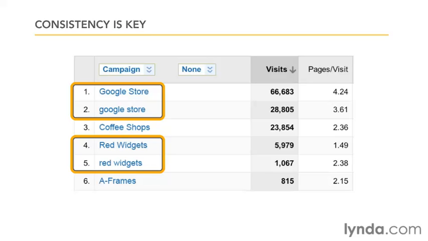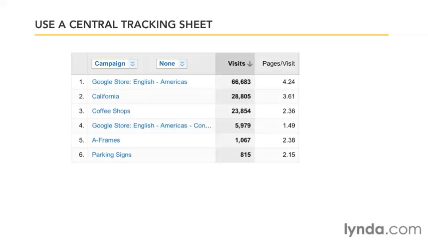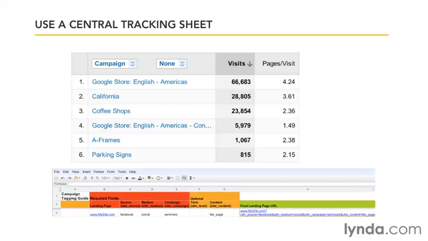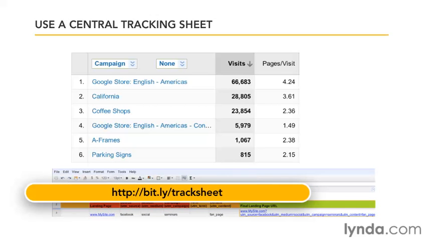So to avoid this problem, a centralized tracking sheet can help keep track of which campaigns correspond to which business initiatives. It's a good idea to plan out what kinds of source and medium tags you'll be using to avoid confusion ahead of time. You can even use a shared Google spreadsheet or a traditional spreadsheet file. In fact, if you'd like to use this one I've already created, I'm happy to share it with you all at the link here at the bottom of the screen.